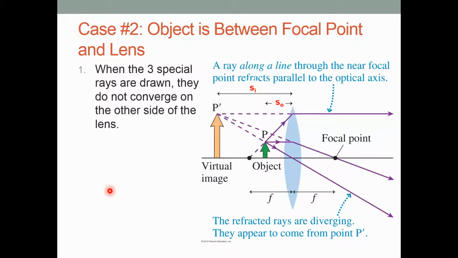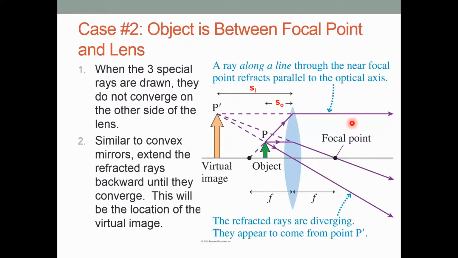All right, let's consider another case. Let's say we put our object between the focal point and the lens. What is the image going to look like? When we draw our three rays following the rules, we have a parallel ray, a ray that comes from the focal point, and a ray that goes through the center. These rays all diverge on the other side of the lens. They don't converge. So we're going to treat this similar to convex mirrors.